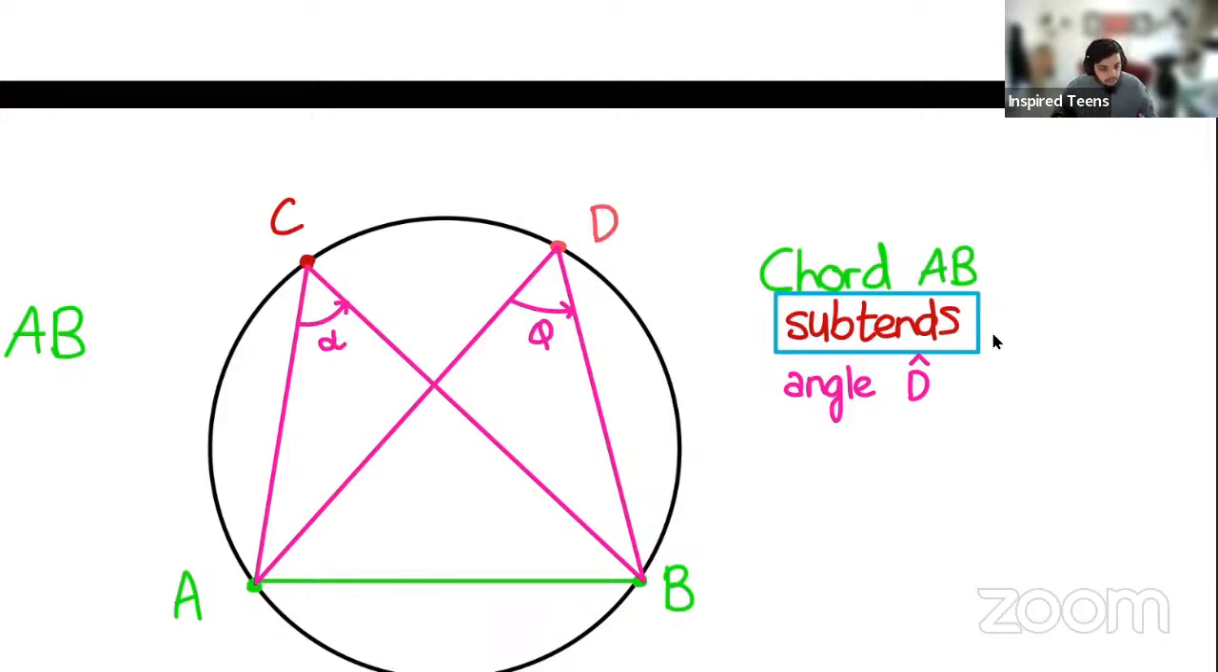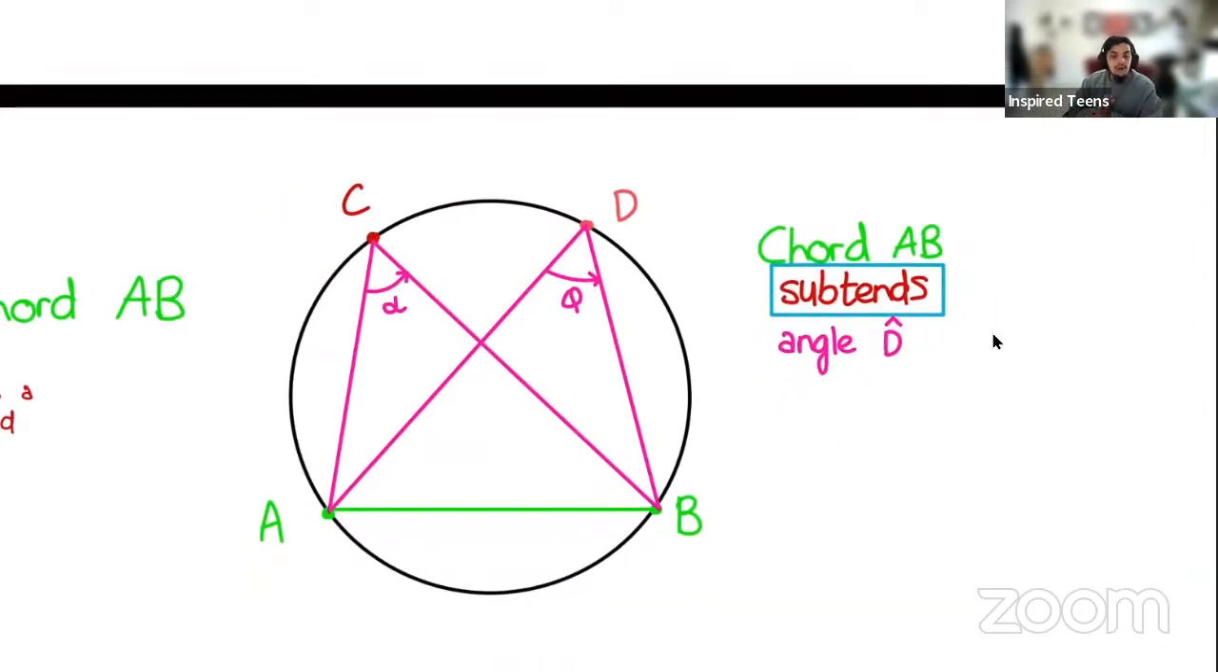Okay, so chord AB has now subtended another angle at point C called alpha. And we learn later on that actually these two angles are equal. Any angles subtended by a chord are equal to each other, but we'll learn that in a bit. The main thing we need to take away from this diagram is the word subtend, and what it means when a chord subtends an angle.